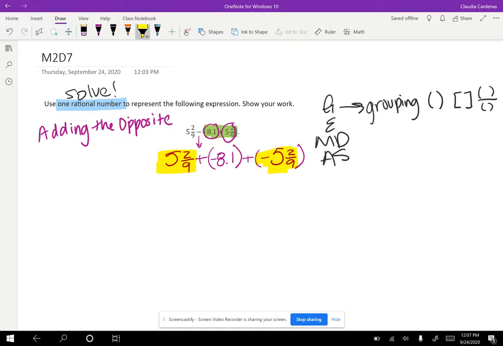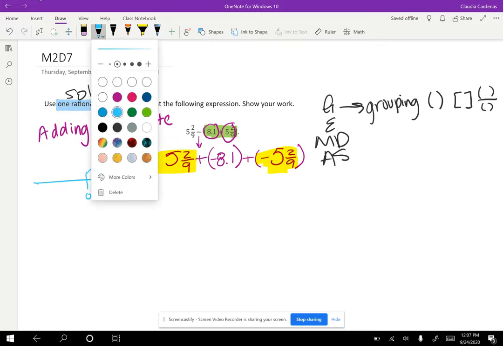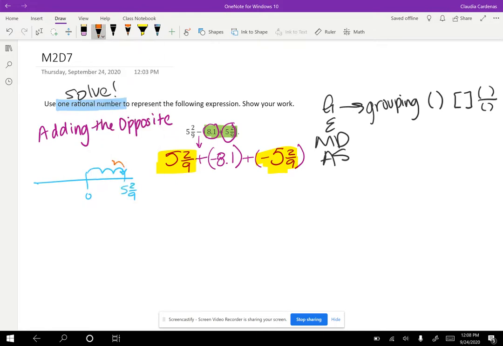So what happens when we add a positive number with its negative opposite? Well, if we were thinking of a number line just really quickly and we had a positive 5 and 2/9, and then all of a sudden we were adding a negative, right? We went this way first. So to add the negative, we would go the opposite, the exact same amount of spaces, and we would end up right back at 0. So 5 and 2/9 plus a negative 5 and 2/9 equals 0. So I'm going to just show that by canceling these out because now all we're left with is negative 8.1 as our answer.